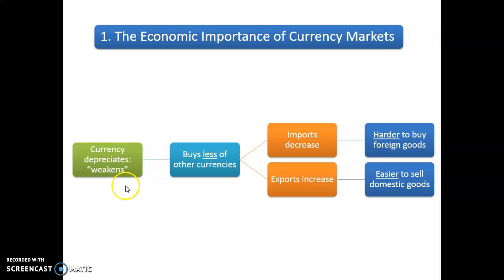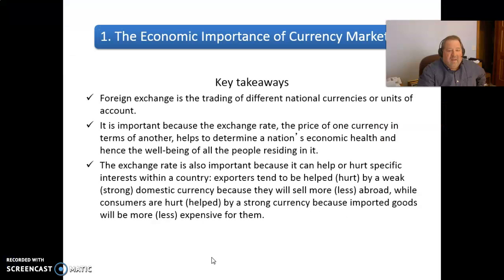When a currency depreciates or weakens, we can buy less of other currencies, so imports decrease. It's harder to buy foreign goods, and exports increase. It's easier to sell domestic goods because they're less expensive. Here's a summary of the key takeaways from the first part of Chapter 18.